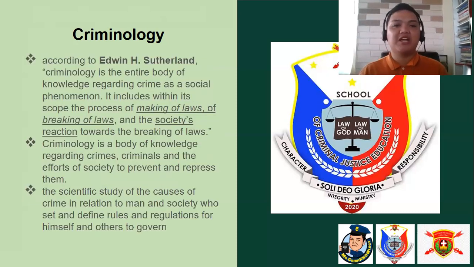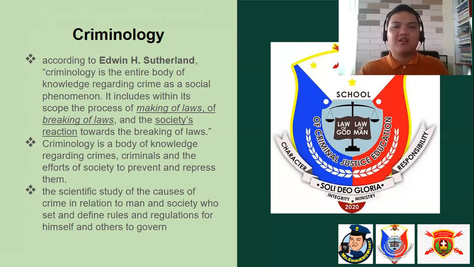Criminology, according to Edwin H. Sutherland, is the entire body of knowledge regarding crime as a social phenomenon. It includes within its scope the process of making laws, of breaking laws, and the society's reaction toward the breaking of law. Edwin Sutherland is a well-known philosopher, criminologist, and sociologist in the field of our chosen profession. Later on, we will be meeting him more, especially with his theory, the differential association theory. But here, he was the one who also provided a definition of criminology.